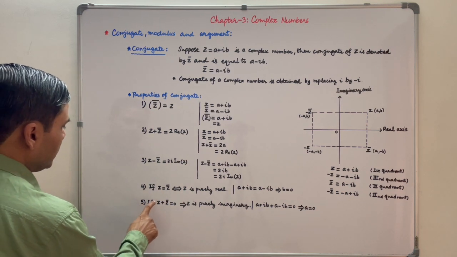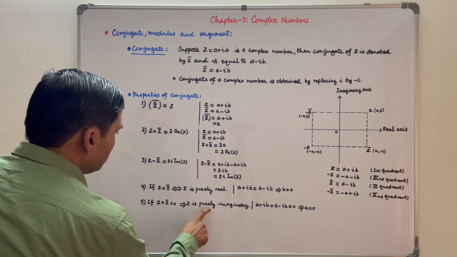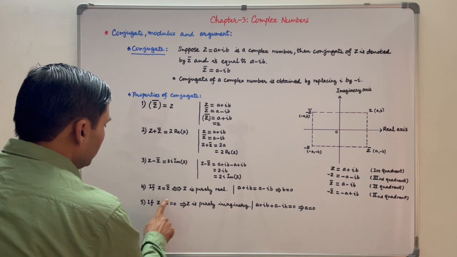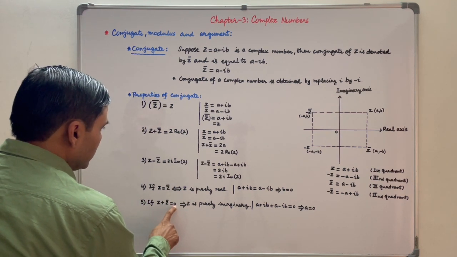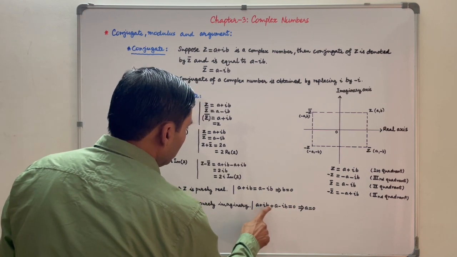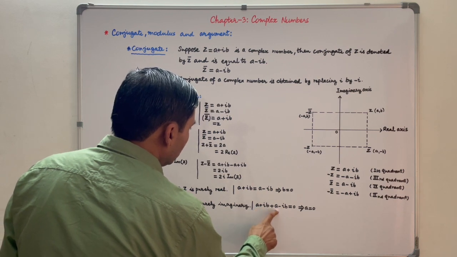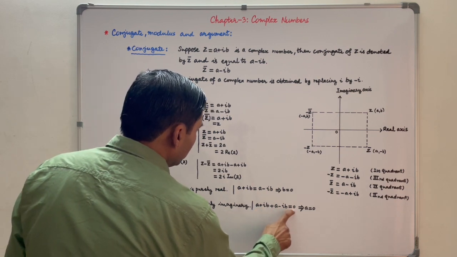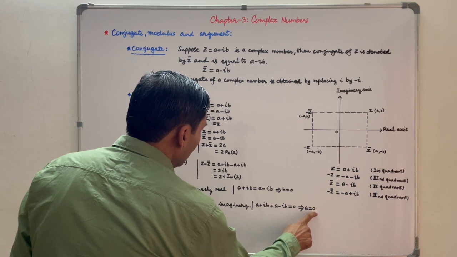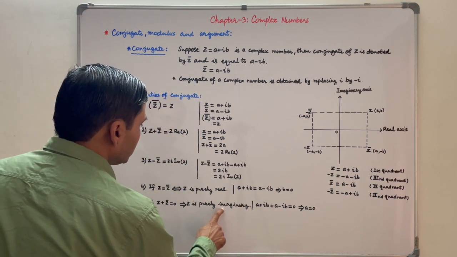Fifth property, if z plus z bar is equal to 0, implies that z is purely imaginary. If z plus z bar is equal to 0, that means a plus ib plus a minus ib is equal to 0. Plus ib and minus ib get cancelled. A plus a is equal to 2a. So 2a is equal to 0 means a is equal to 0, or real part is 0. That means z is purely imaginary.